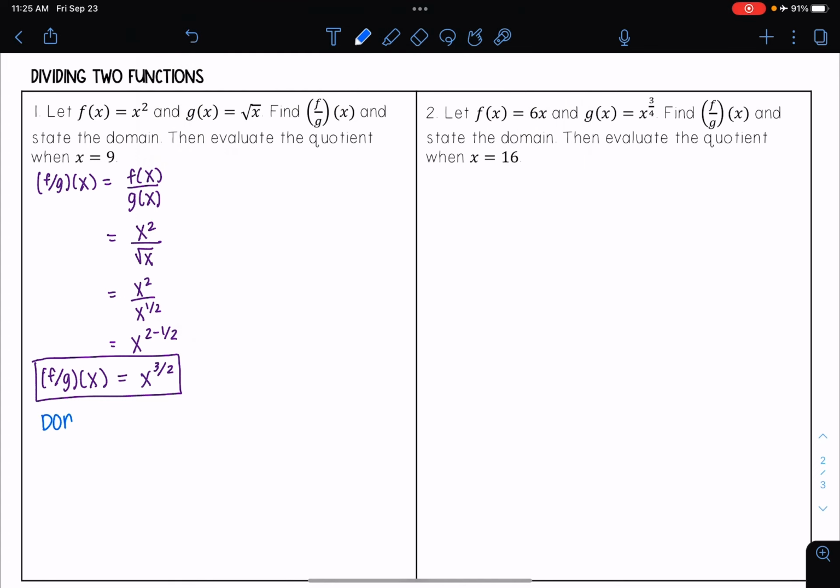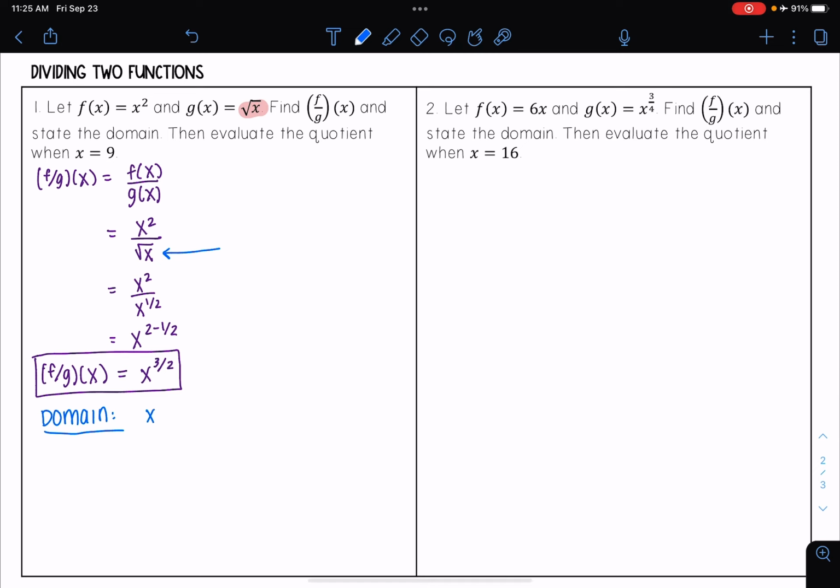Now I need to look at my domain. We already talked about in the previous video that the domain for both of these when we were multiplying was x is greater than or equal to 0, because the square root of x can't be negative. However, we also see when we're dividing that x also can't equal 0, because if x were equal to 0 here, I end up with a 0 in the denominator. So instead of my domain being x is greater than or equal to 0, my domain is just going to be x is greater than 0.